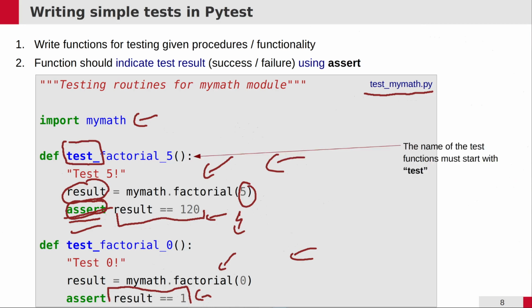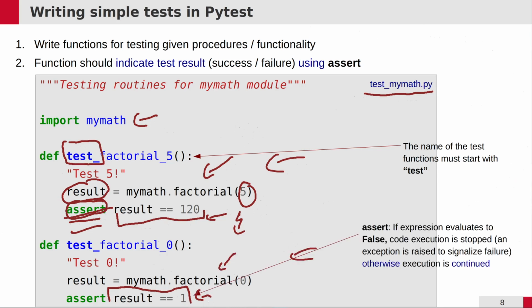So just to repeat, you should make sure that you are starting with a test prefix, and you should use an assert with a boolean expression, and the boolean expression should be false if the test is supposed to fail. That's it basically. So how can I run my test?